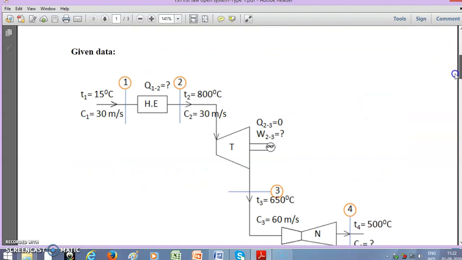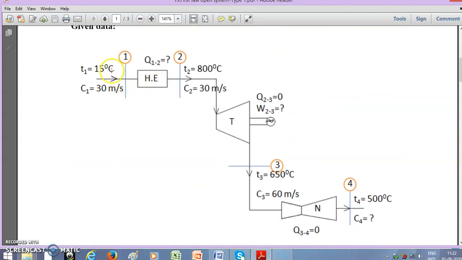With the help of the diagram you can clearly understand. Here it's a heat exchanger. At entry the temperature is 15 degrees Celsius and velocity is 30. The objective of the heat exchanger is to add heat to the system, so the fluid temperature is raised, and at exit the temperature is 800. Velocity is the same as at entry. Now this is fed to a turbine, and the turbine exit temperature is 650 degrees Celsius and the velocity is 60 meter per second. So there is a gain in kinetic energy too.